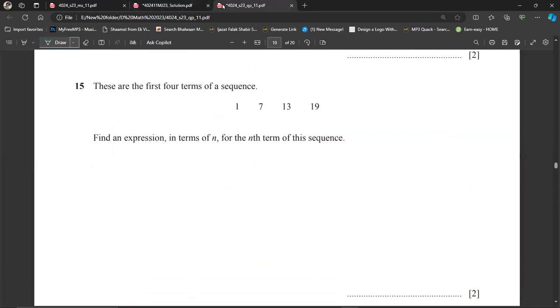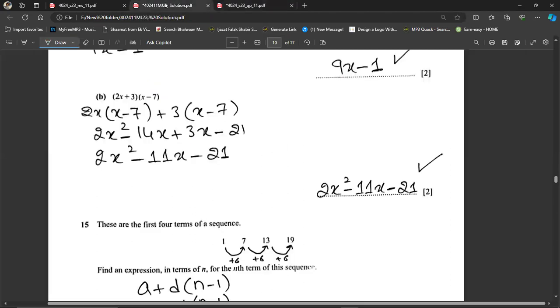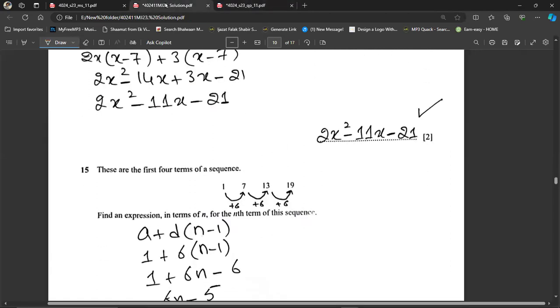So we are on question number 15. He says these are the first four terms of a sequence. Find an expression in terms of n for the nth term of this sequence. If you look here carefully, what they have done here, they have added 6. Here they have again added 6, and here they have again added 6. Okay.